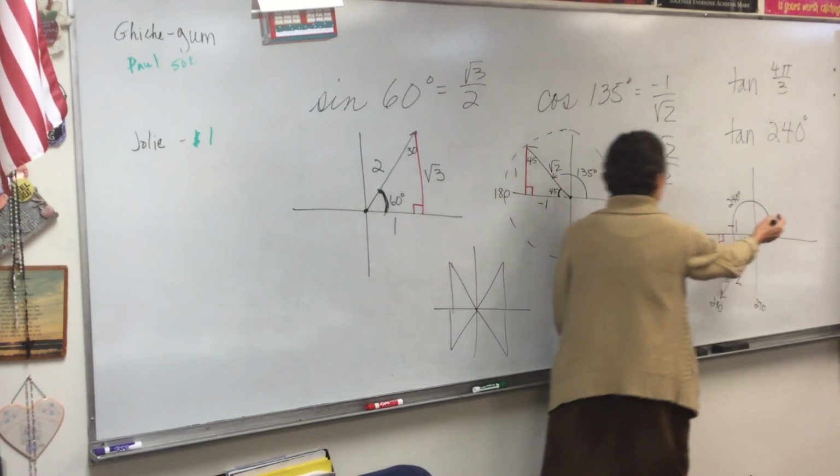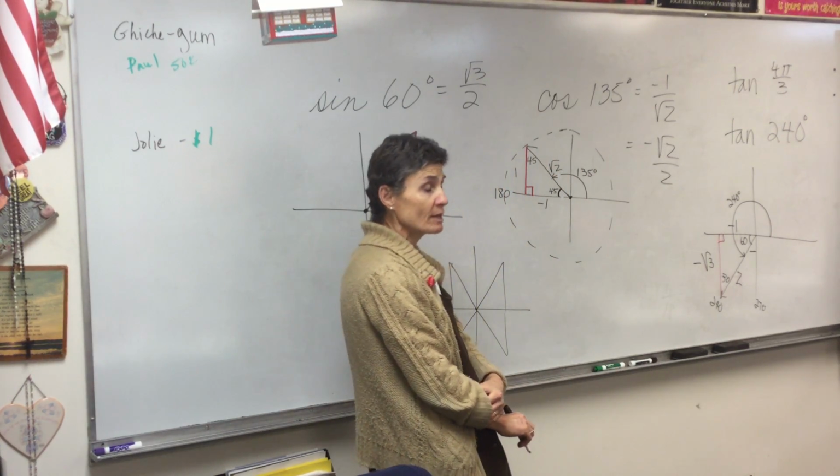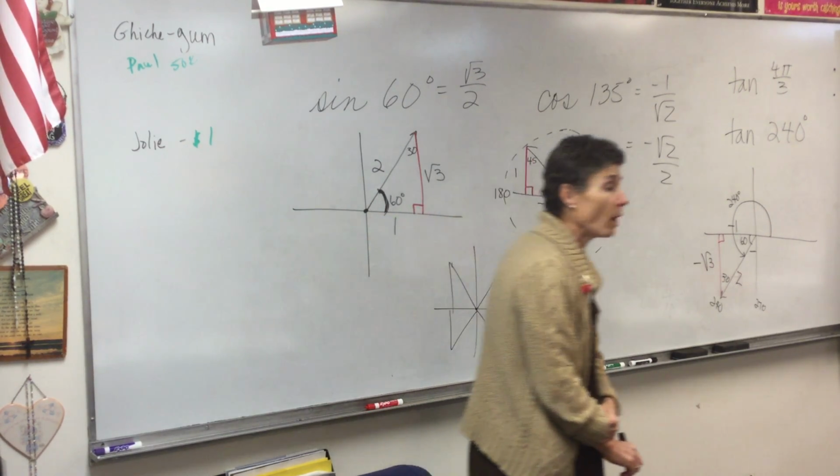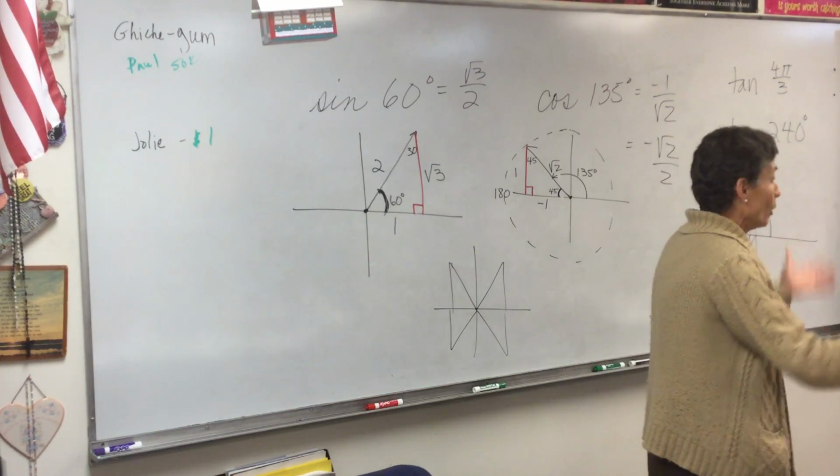X and Y can be negative. And in this case, they are both negative because you're sitting in quadrant 3. And what do you know about X and Y in quadrant 3? They're both negative.